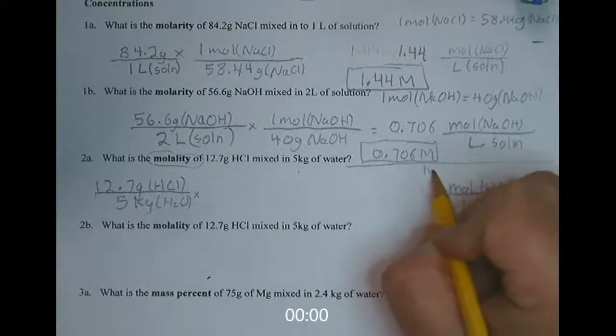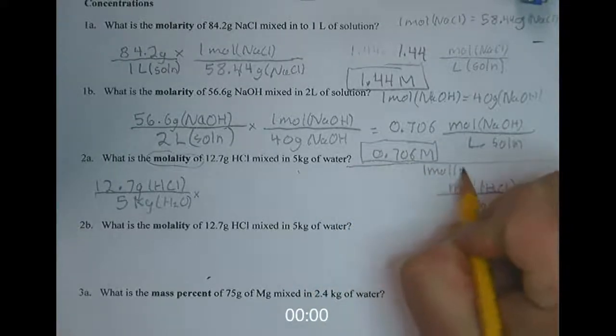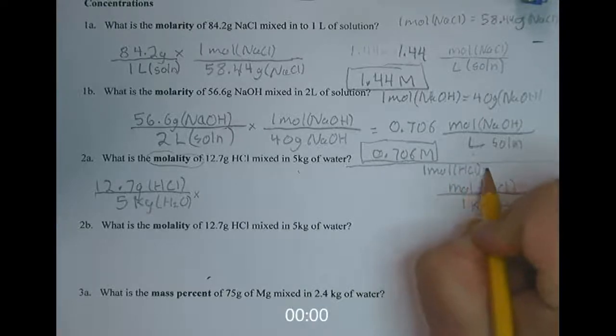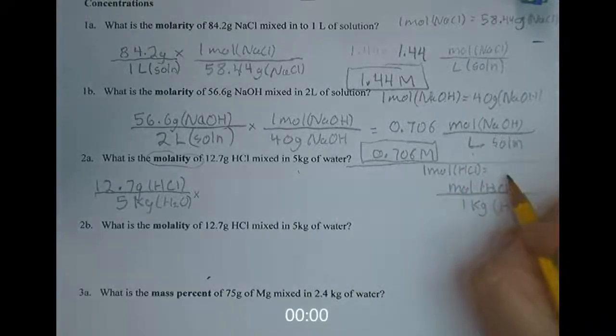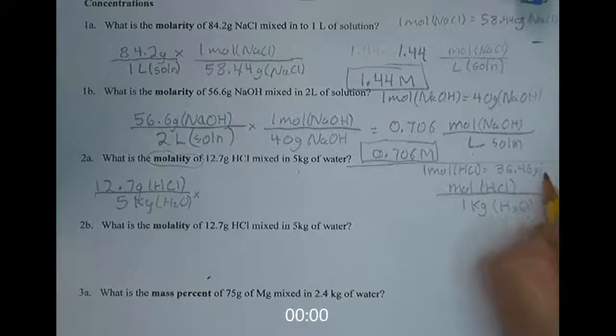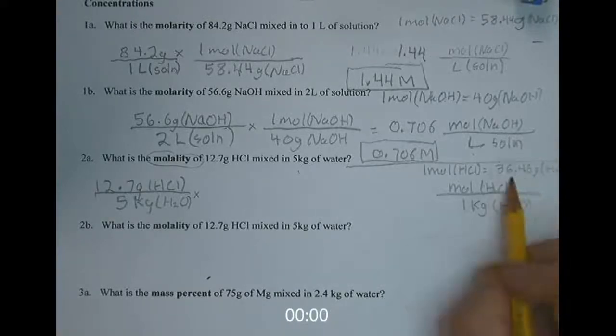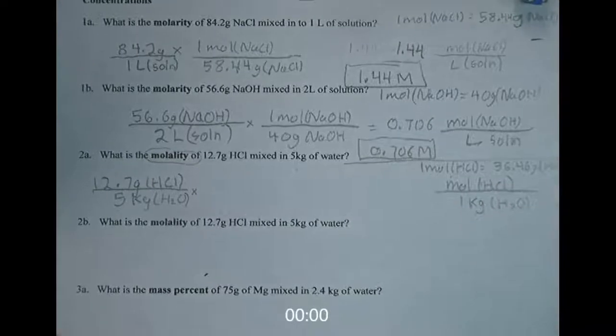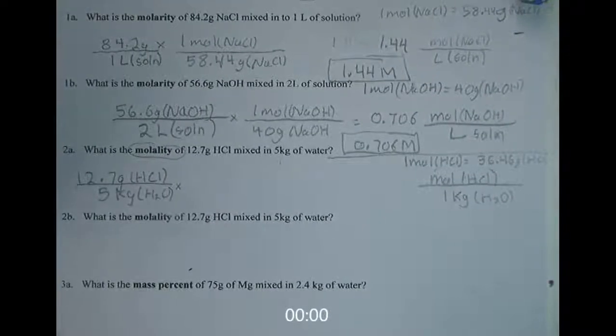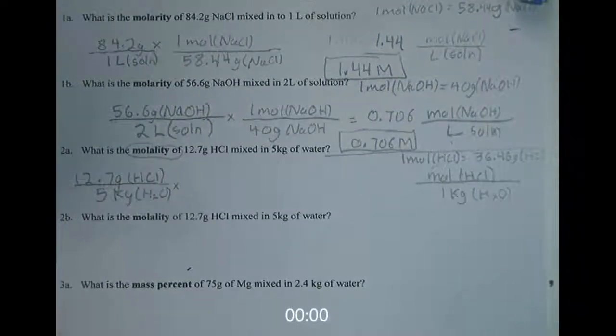So 1 mole of HCl equals 36.46 grams of HCl. Again, if you're having problems doing that, come and see me and let's practice how we get this, okay? It's just getting straight off the periodic table from the atomic masses or the molar masses.